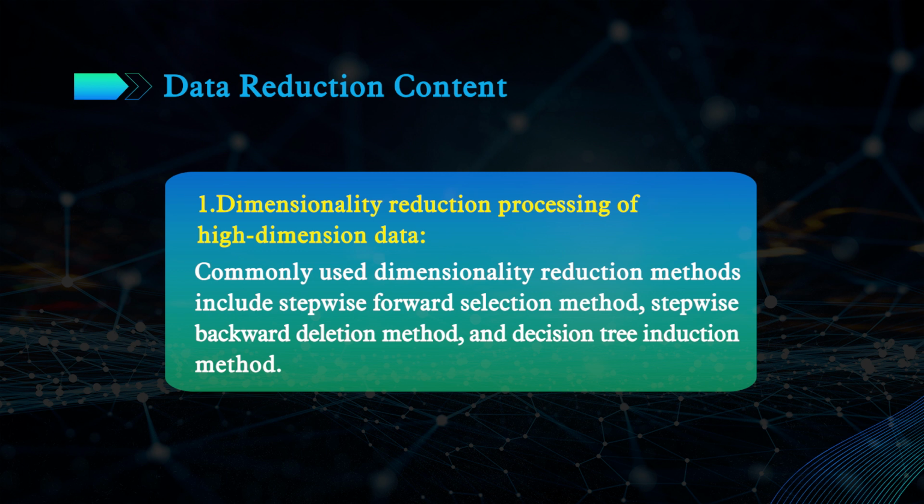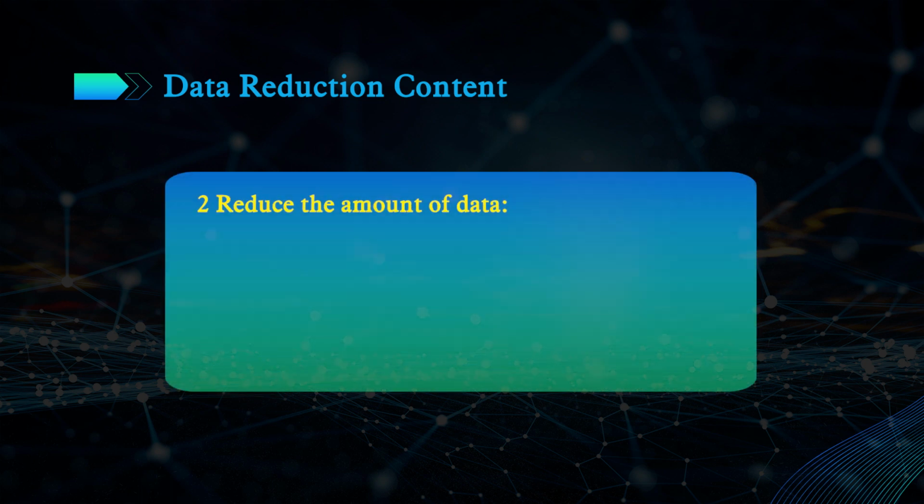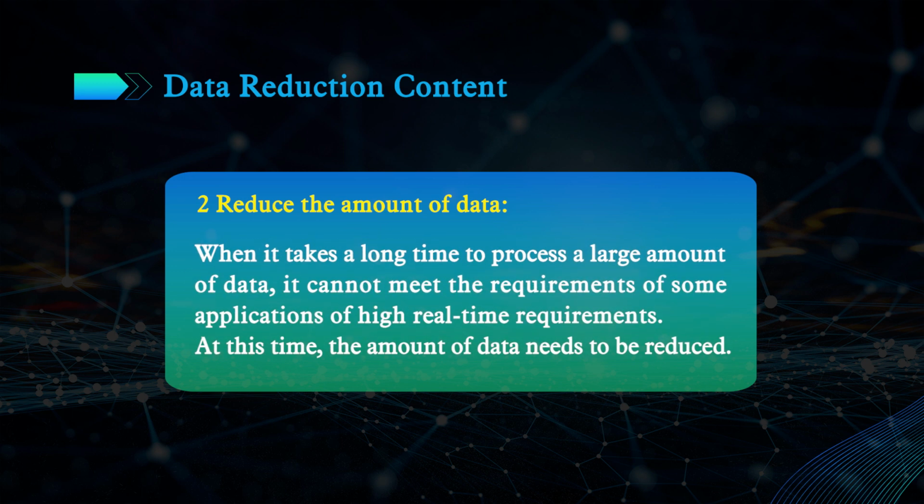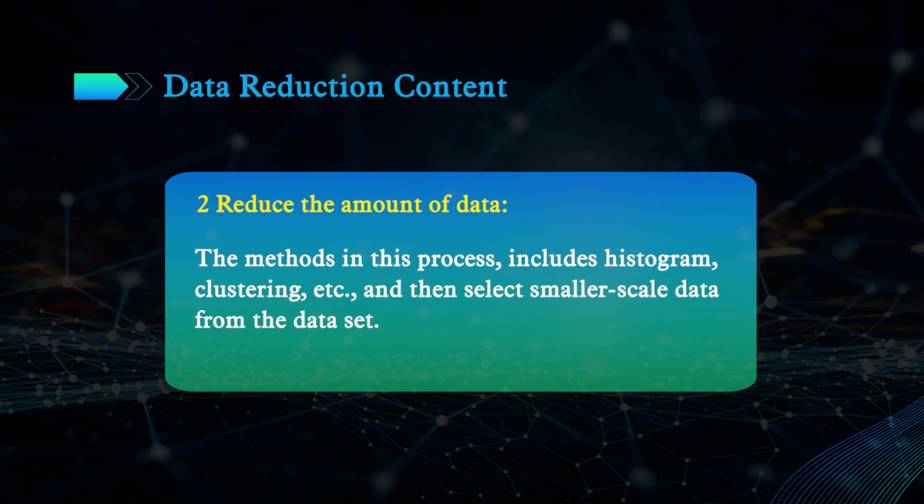And the second aspect is reducing the amount of data. When it takes a long time to process a large amount of data, it cannot meet the requirements of some applications with high real-time requirements. At this time, the amount of data needs to be reduced. The methods in this process include histogram, clustering, etc., and then select smaller scale data from the dataset.